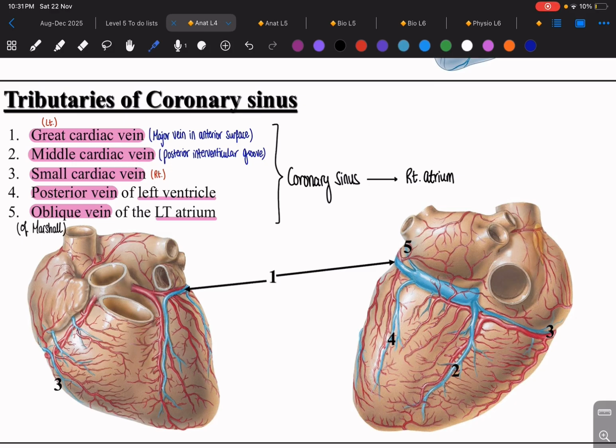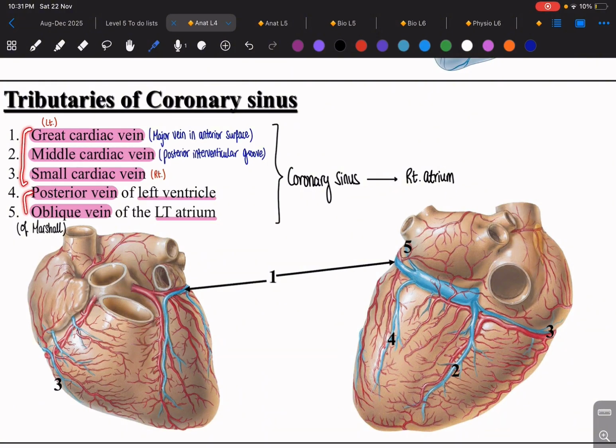Where is it specifically? It's in the posterior interventricular groove. So the middle cardiac vein is in the posterior interventricular groove, together with the PDA, the posterior descending artery. Okay, so we're done with the first three veins.